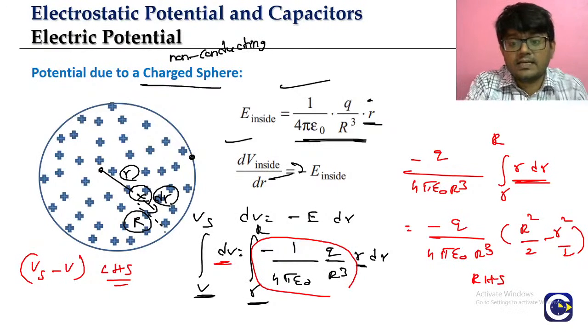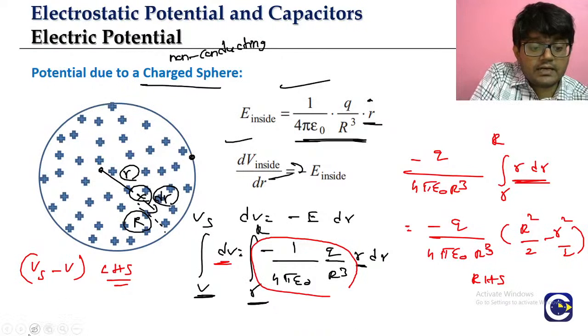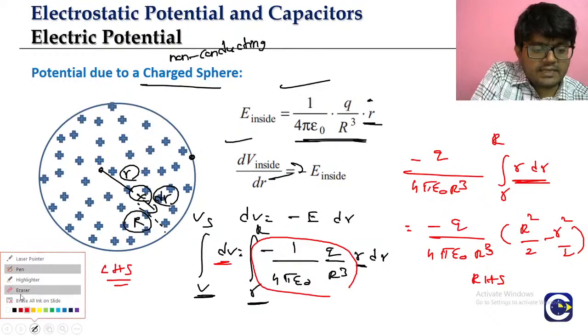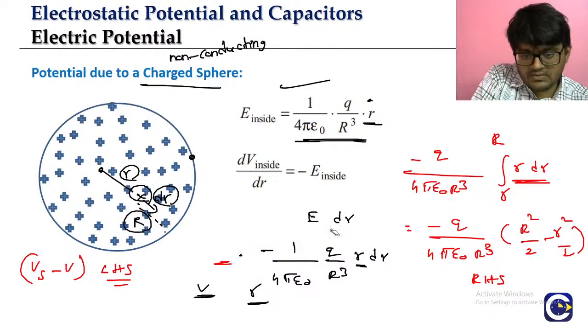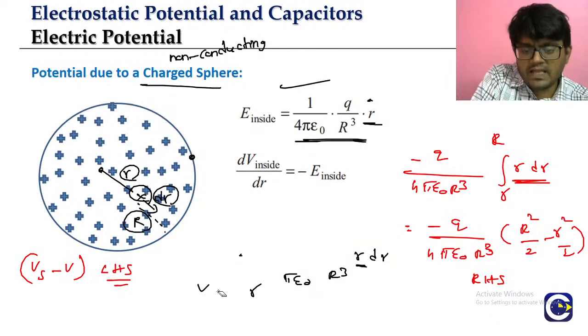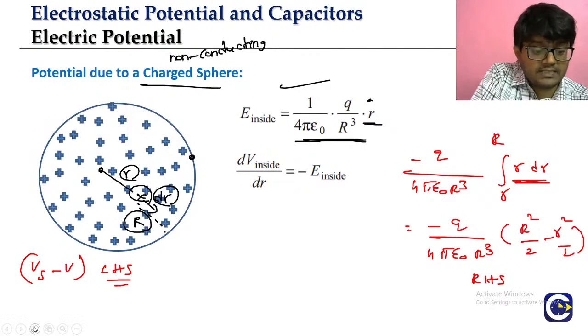So we have the LHS and the RHS. What are we calculating here? We are calculating the V value. We are more interested in knowing what the final answer is.